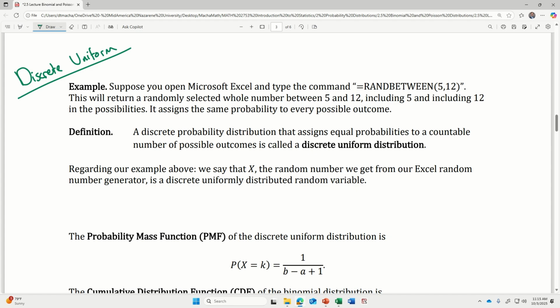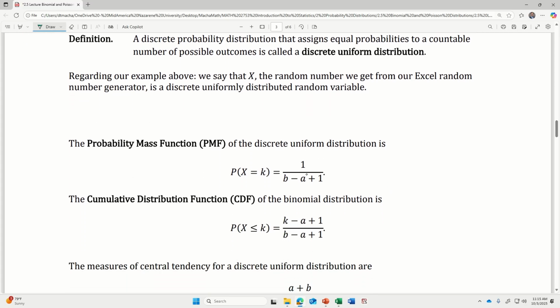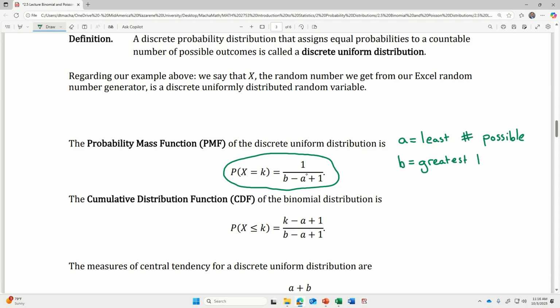Uniform means it assigns the same probability to every outcome. If you want the probability mass function, the PMF, of a discrete uniform distribution, the PMF is 1 divided by b minus a plus 1, where a is the least number possible, and b is the greatest number possible from my uniform distribution.